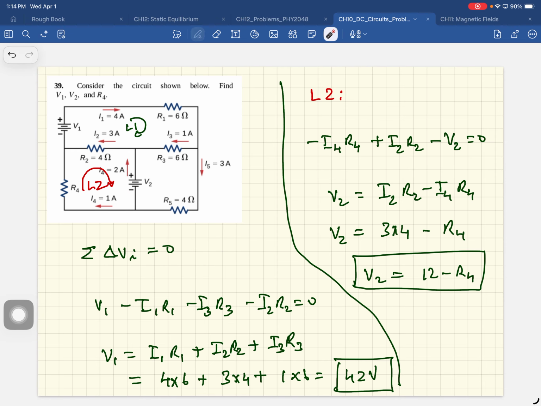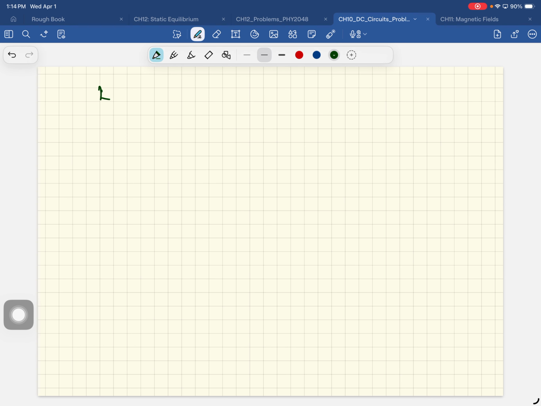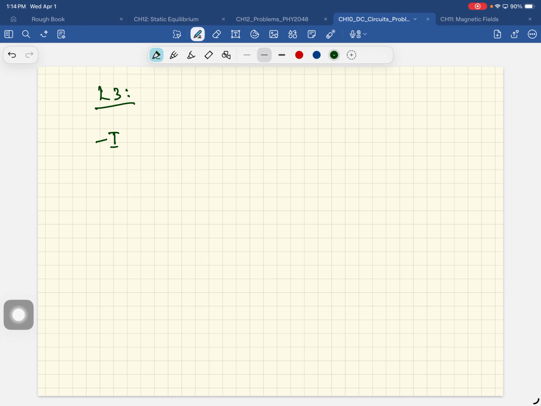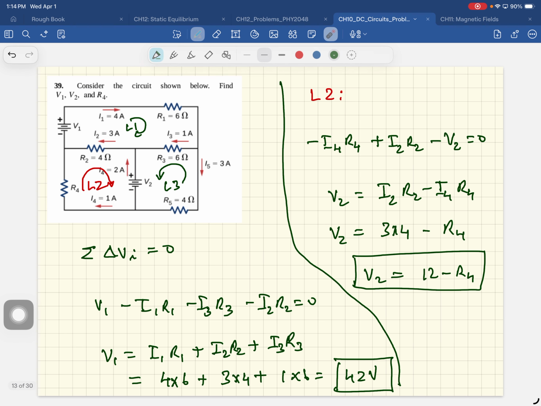All right, so now we'll use another loop, this loop, L3, and go around like that. Who wants to attempt this? Min? All right, we'll start here. We're going counterclockwise. This is your first element: minus I3 R3, you're going with the current. And then you're going from high to low, minus V2.